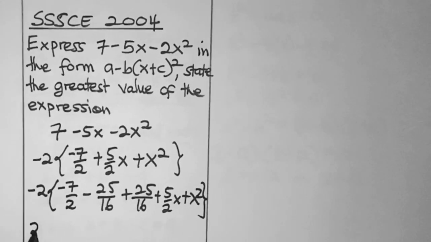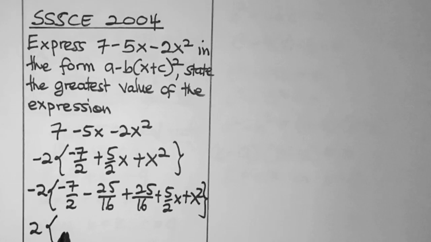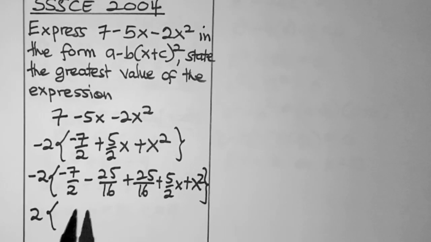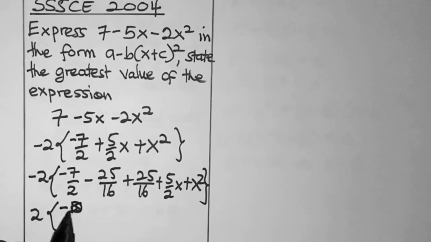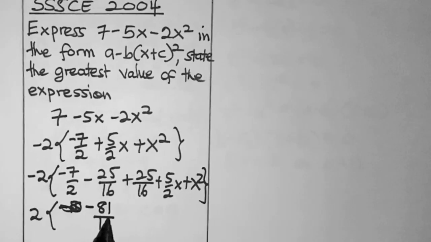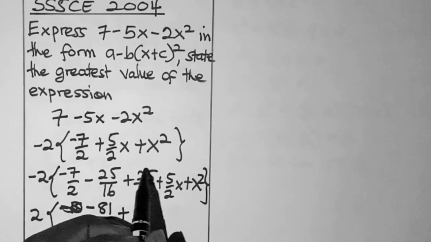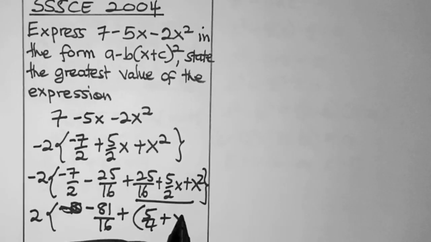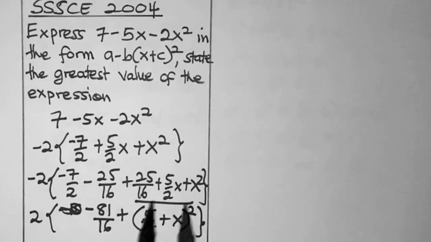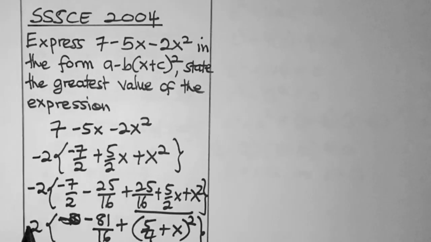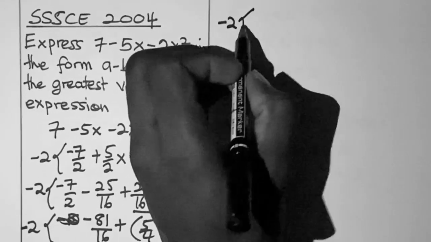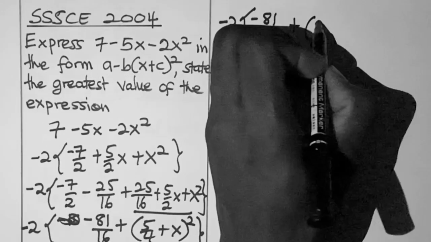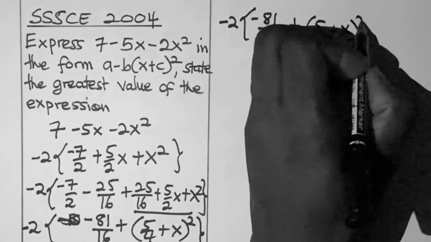Now, here becomes minus 2. Then minus 7 over 2 minus 25 over 16 is minus 81 over 16. Then plus, now all of this becomes in bracket 5 over 4 plus x all squared. So let me rewrite it here. Sorry, here's minus 2. So we have minus 2 into bracket minus 81 over 16 plus into bracket 5 over 4 plus x all squared.